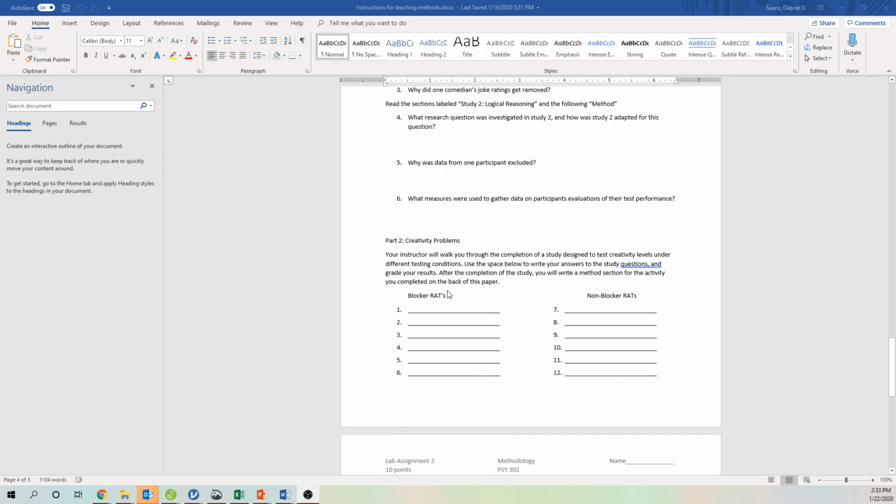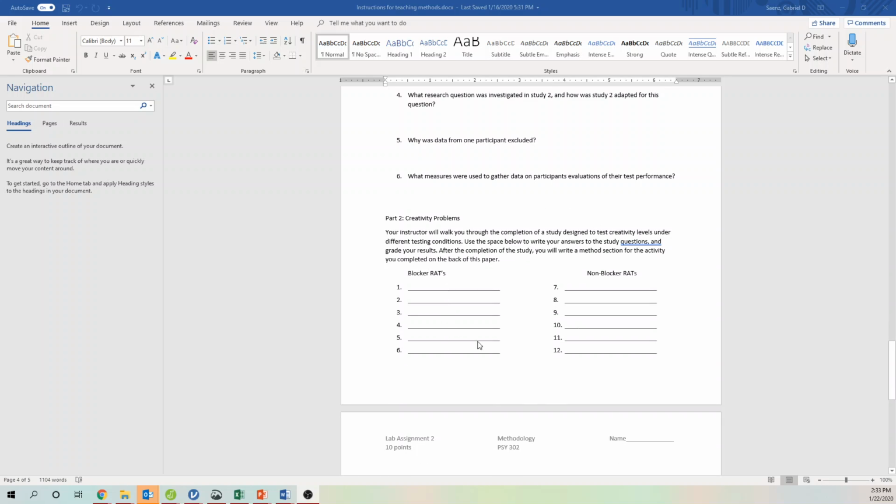However, part 2 involves a bit of a presentation, so we're going to be going through that. Just a quick read through the instructions. Your instructor is going to walk you through the completion of a study designed to test creativity levels in different testing conditions. Use the space below to write your answers during the study for the study questions and grade results. After the completion of the study, you will write a method section for the activity you completed on the back of this paper.